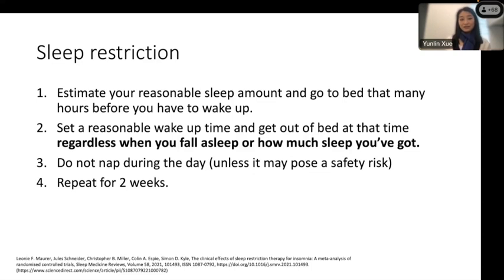The other thing is do not nap during the day, because when you nap, you're almost paying back that sleep debt a little early, and you might actually accrue more wakefulness for the night. Unless, of course, it poses safety risks, like if you are too sleepy to drive or operate machinery. And try to do this for 2 weeks to start.